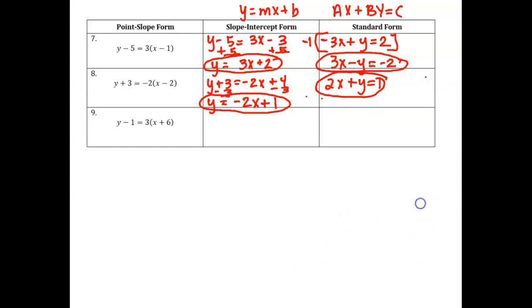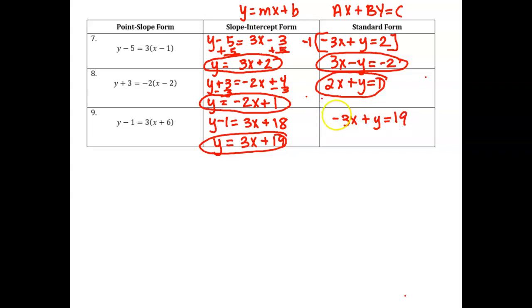Okay, so let's look at number 9. If you want, you can pause the video and try it yourself. But I'm going to distribute: y minus 1 equals 3x plus 18. Then I'm going to add 1 to both sides. y is going to be equal to 3x plus 19. So there's my slope-intercept form. Now to get to standard form, I'm going to subtract 3x from both sides. Negative 3x plus y is equal to 19. But I have a negative leading coefficient, so I'm going to multiply every term by negative 1. So 3x minus y equals negative 19.